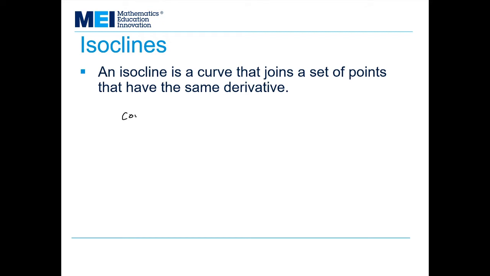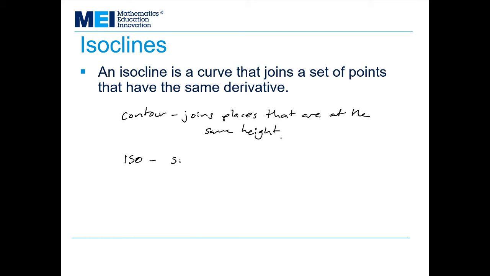So if we have a contour, it joins places that have the same altitude or height. And that allows us to look at a contour map and to be able to visualize what the landscape would look like, because we know what it means when different areas are joined together. It means that they're all at the same height, and we can start to visualize where there are hills and where the valleys are.